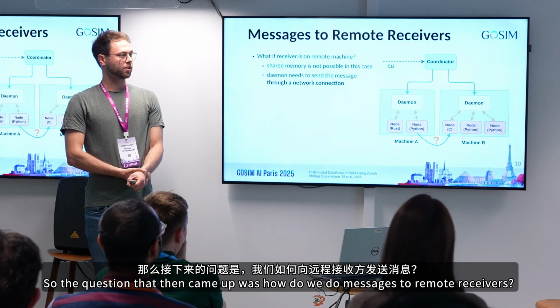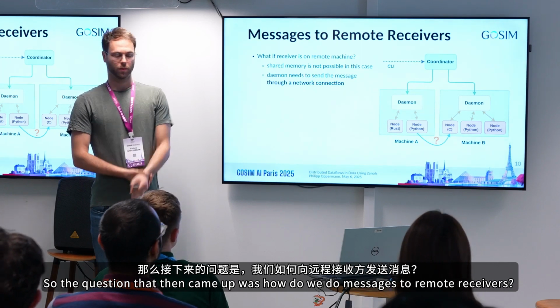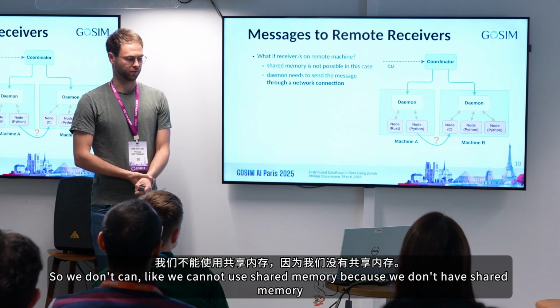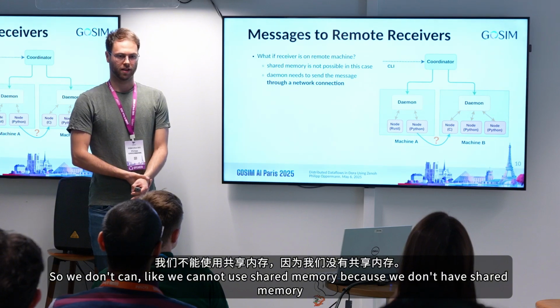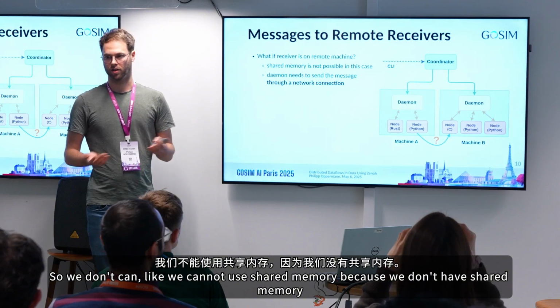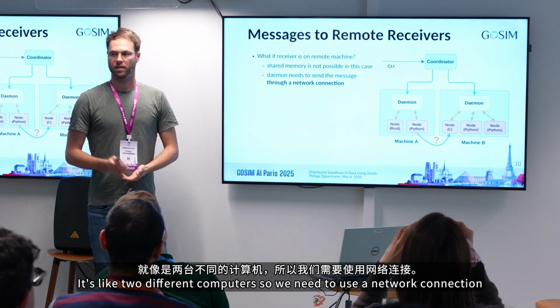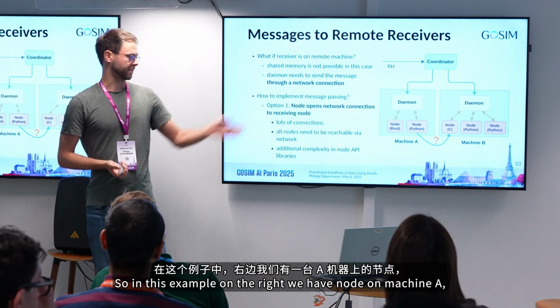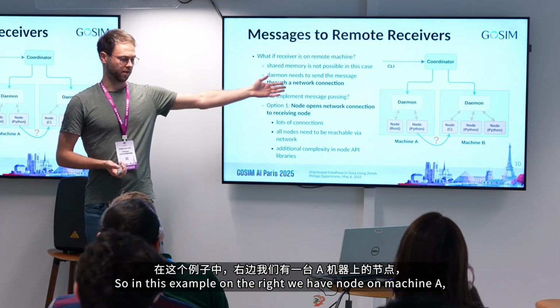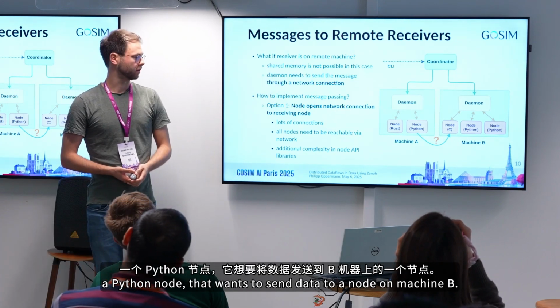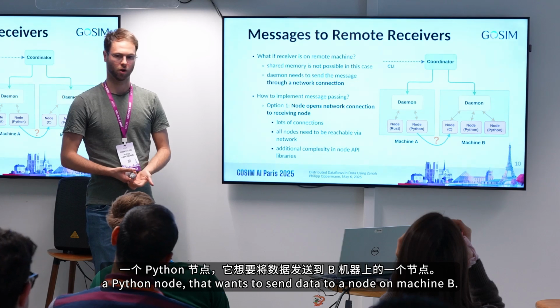So the question that then came up was, how do we send messages to remote receivers? We cannot use shared memory because we don't have shared memory between two different computers. So we need to use a network connection. In this example on the right, we have a Python node on machine A that wants to send data to a node on machine B.